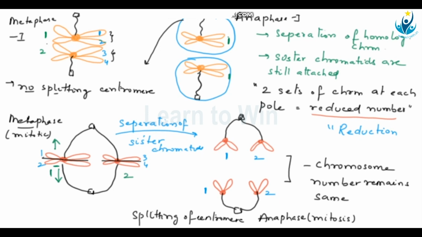Now normally in your entrance examinations they might ask you, what is the actual stage of reduction? Well, the actual stage of reduction in the entire meiosis is meiosis 1, anaphase 1, because the homologous chromosomes separate and go to two different poles without the separation of the sister chromatids, and hence each cell will receive a half or a reduced number of chromosomes.